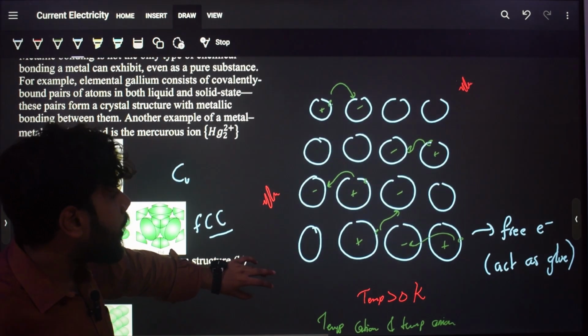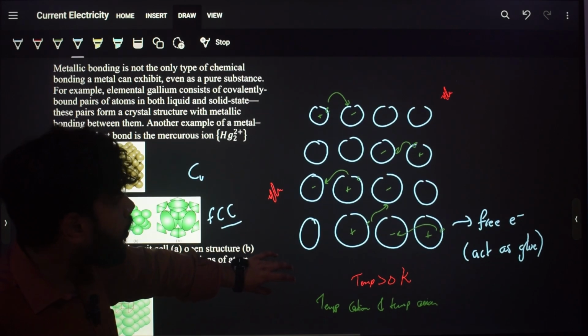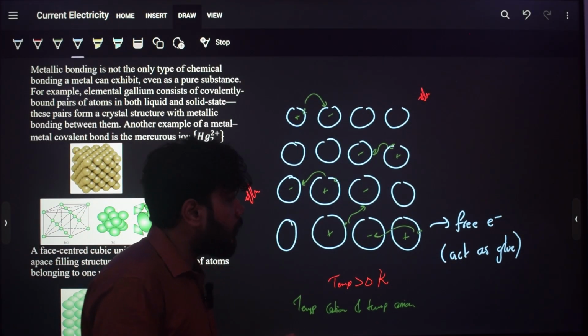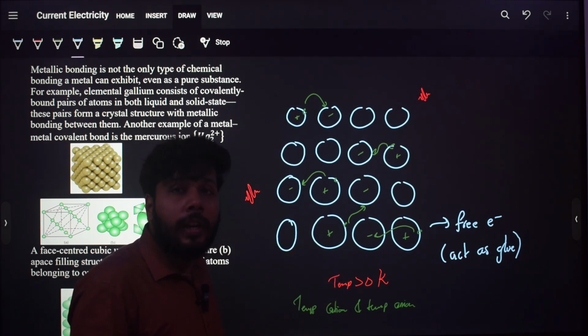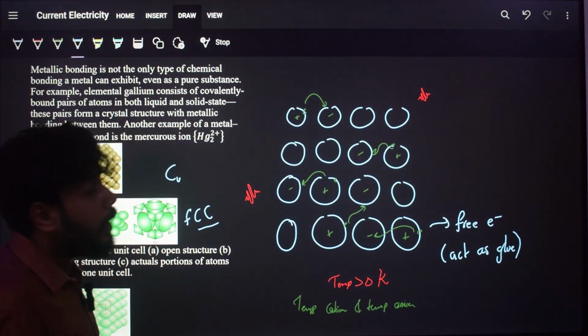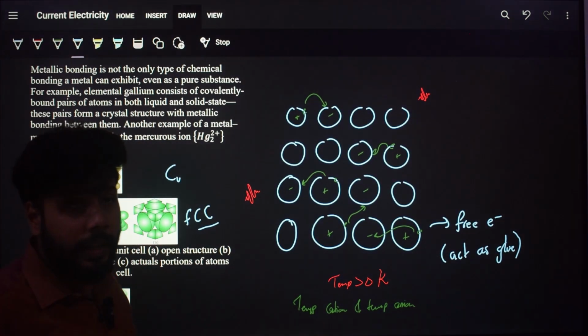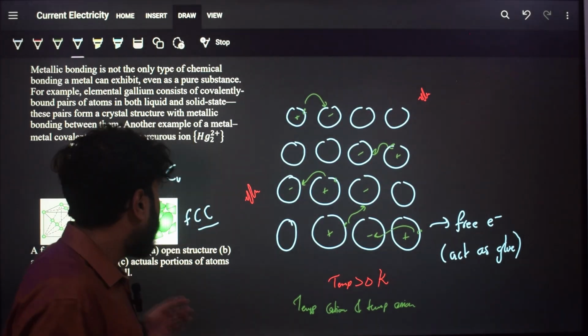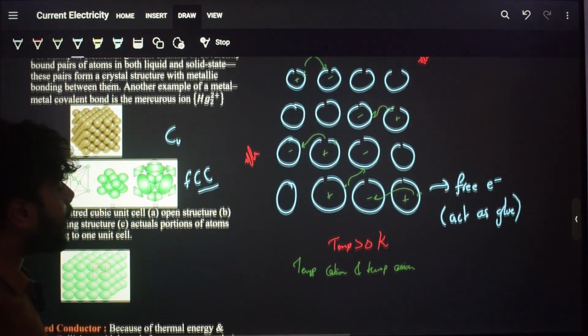Are you getting it? So in this definition of free electron also, or the previous definition also, these electrons are constantly in motion. They are rapidly moving from one point to another point, and that's why they are the ones which can make the conductor conductive. Are you getting it? So this is the definition of free electron.